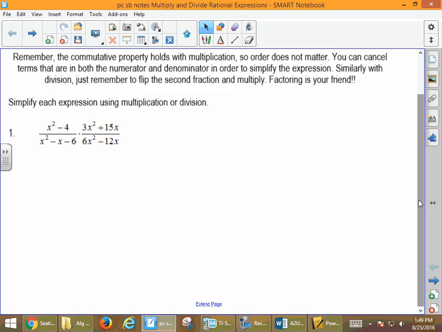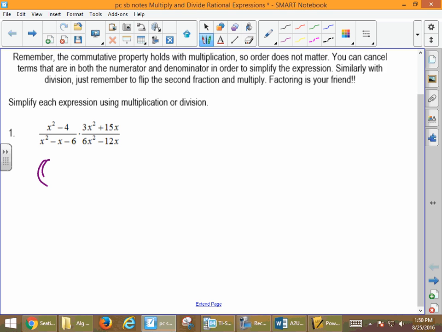So as we look at this first one, for x squared minus 4, what we're going to do is factor. And x squared minus 4 is our difference between two squares. Factors of x squared are x and x. Factors of 4 are 2 and 2. Difference between two squares, different signs.